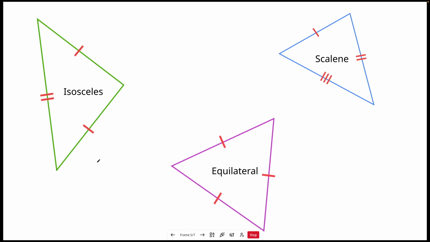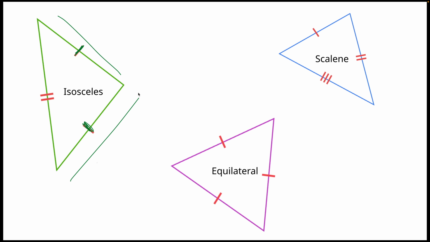For an isosceles triangle, these dash marks, tick marks, tell me which sides are the same. So for example, in this left green triangle, I have 1 dash mark here and 1 dash mark here, which tells me that this side and this side are the same exact length. I don't know what the number is. Could be 5, could be 10, could be 1,000, but I just know they're the same length.